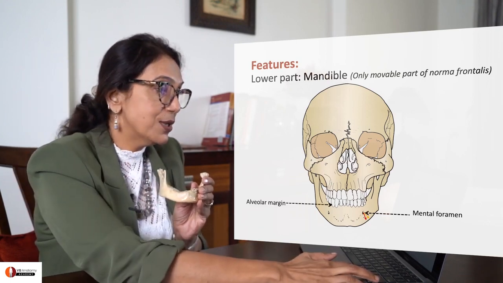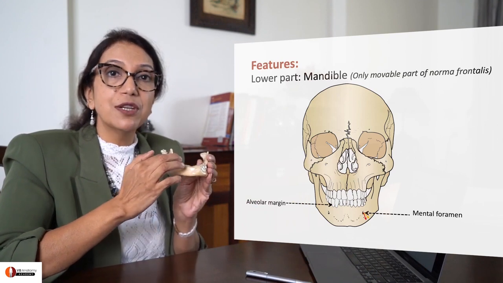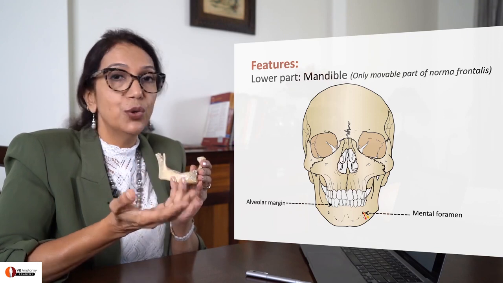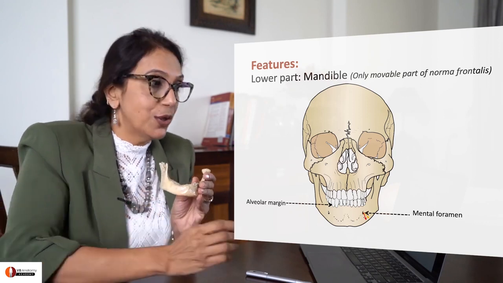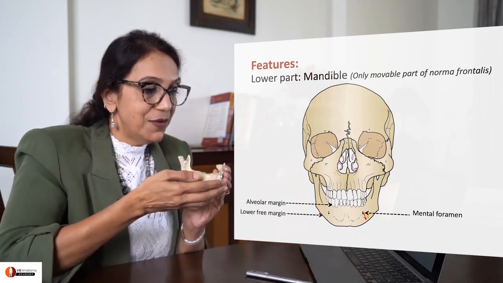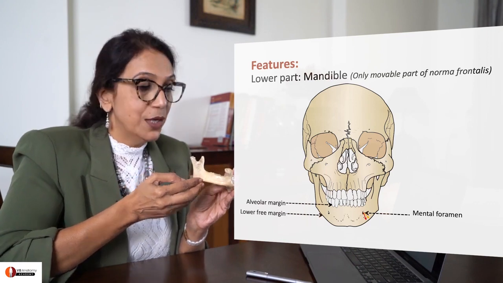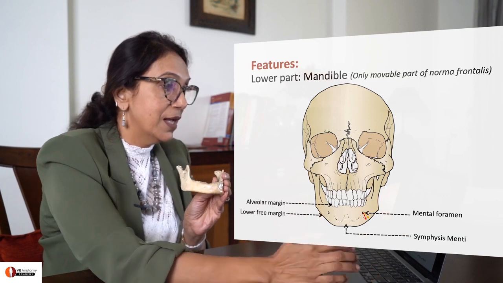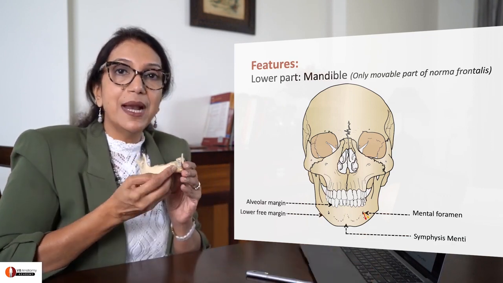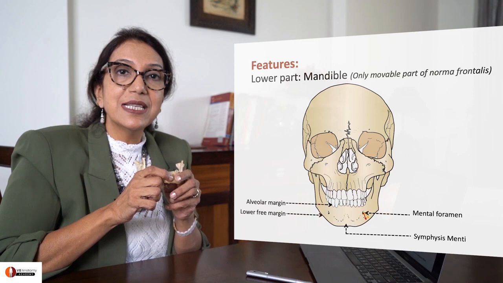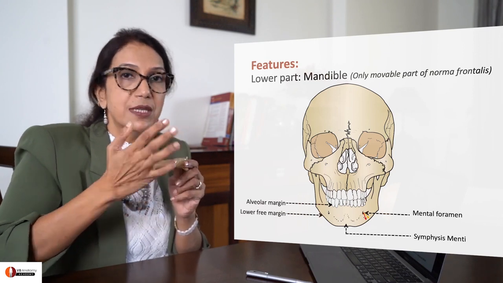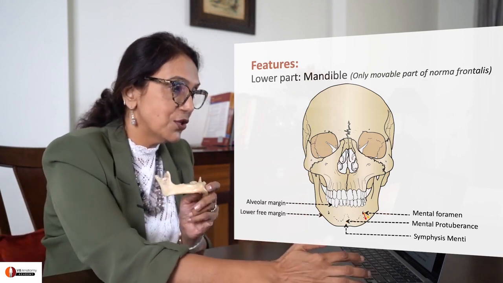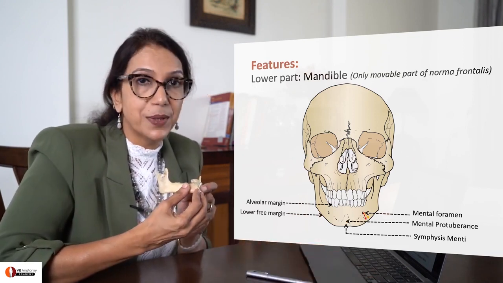It shows an alveolar margin above, which gives attachment to the teeth. 2, 1, 2, 3 is the formula. I've already taught it to you. It shows an inferior lower margin. So superior alveolar margin, inferior free margin. In the middle, the two halves of the mandible meet at the symphysis menti. This fuses way early, around 2 years of age. It shows a projection which is called the mental protuberance.